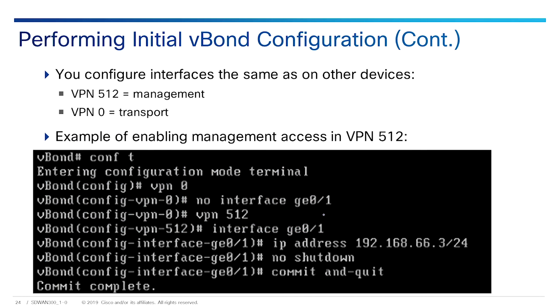And then we configure interfaces the same as any other device. VPN 512 is management, VPN 0 is transport. By the way, if I tell you that 43 more times, I get a coffee maker. Okay, and here's an example of the configuration of VPN 512. Remember, we're assigning interfaces to the VPN, and then we assign the IP address, no shut, commit and quit.